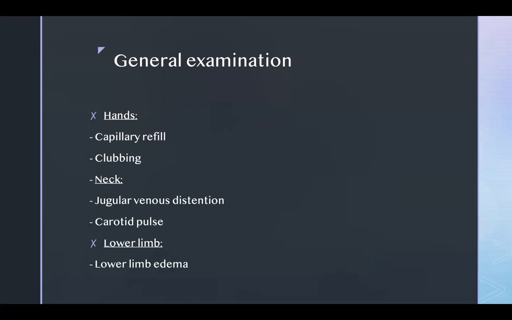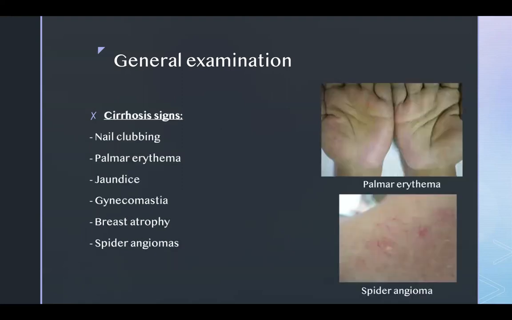Then going on to the neck, you have to check for any jugular venous distension because again, this goes with the liver cirrhosis signs. Check for carotid pulse, see if he's tachycardic or not. And then for lower limb, finally, check for edema. Again, edema is a sign of cirrhosis.